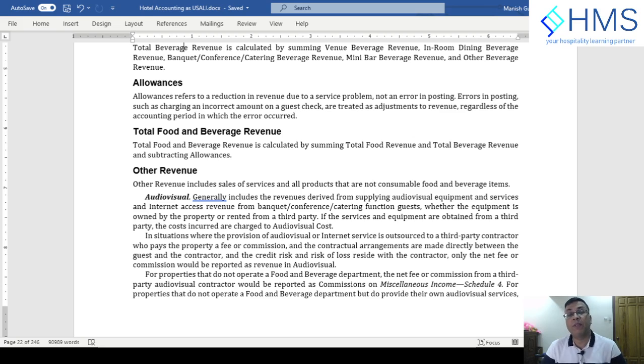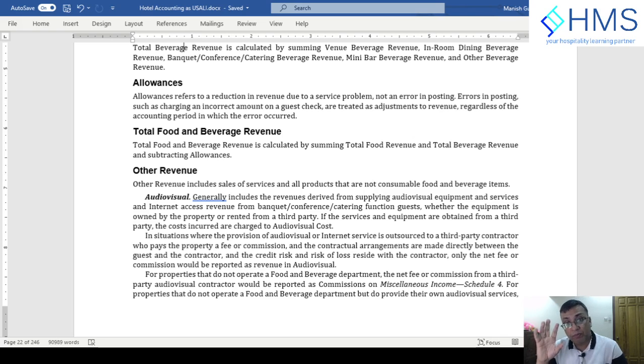So let's say if any item is given as free, let's say the guest has a problem and you are giving the ice cream free, as a guest recovery. So you would be recording the revenue in the food revenue, and because this is complimentary, you would be showing it as an allowance as well in the negative way. So the impact on the total revenue is not going to be there.